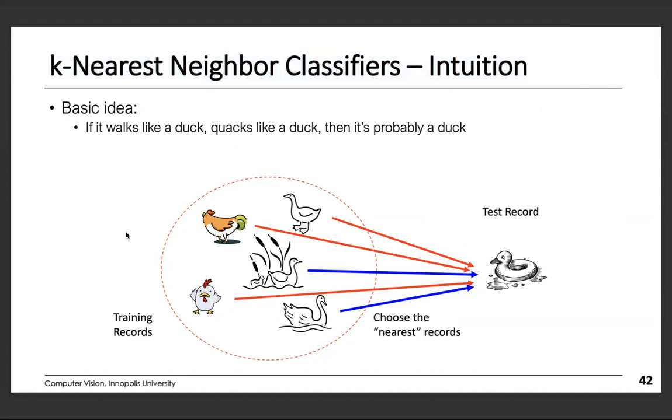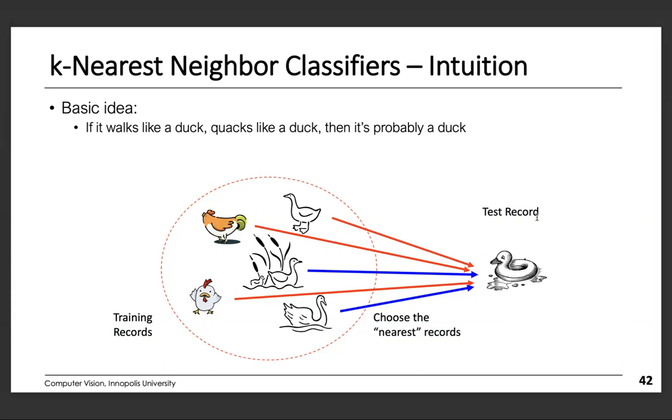But just for the sake of repeating it, the basic idea is if it walks like a duck and quacks like a duck, then it's probably a duck. Meaning if it shares a lot of similarities with a duck, then it is probably a duck, right? So we have a training data set here, and this is our test sample. We have a new image, the test sample, and we will give it the class of its nearest records.